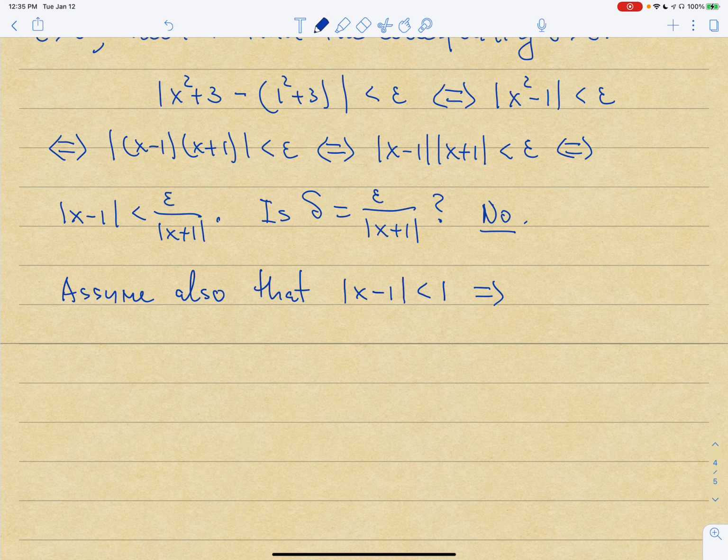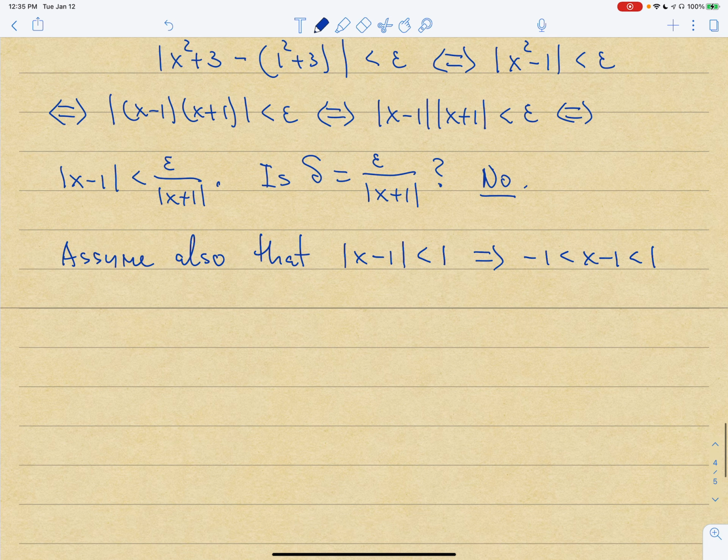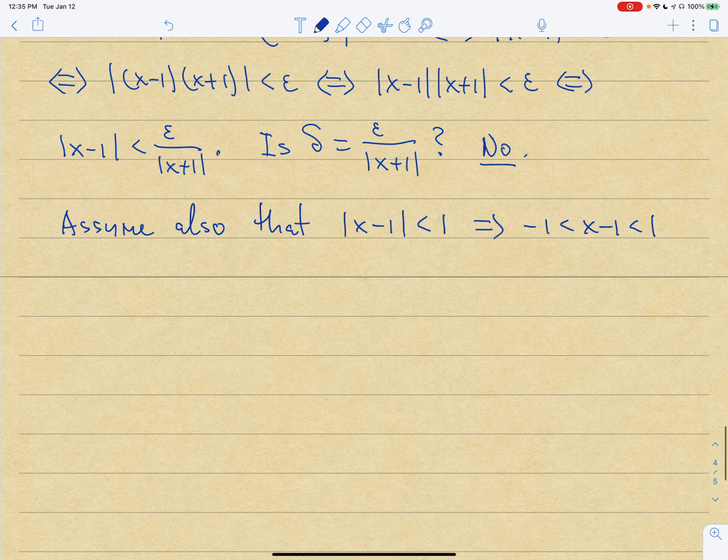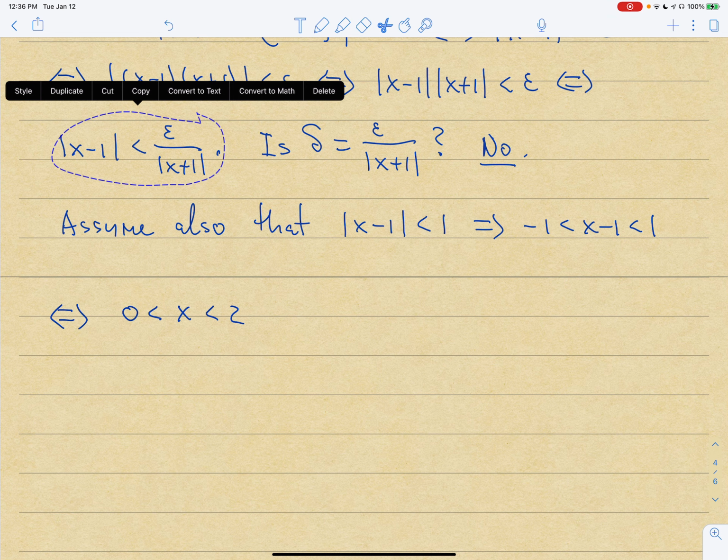then of course I can rewrite the same expression without using the absolute value sign. So add 1 to all 3 sides. This gives me 0 less than x less than 2. So x is between 0 and 2 if I force x to be inside this interval. And then if we re-examine the statement here, in fact, I'm just going to copy it.